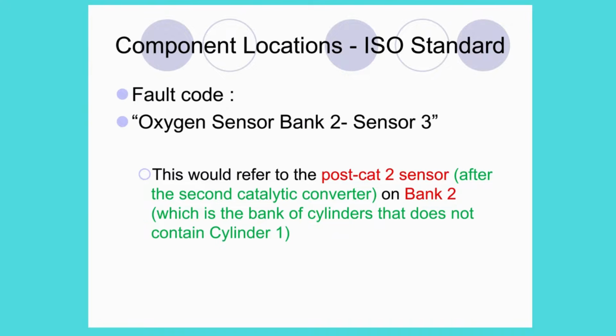The fault code oxygen sensor bank 2 sensor 3 would refer to the post-cat 2 sensor, after the second catalytic converter on bank 2, which is the bank of cylinders that does not contain cylinder number 1.